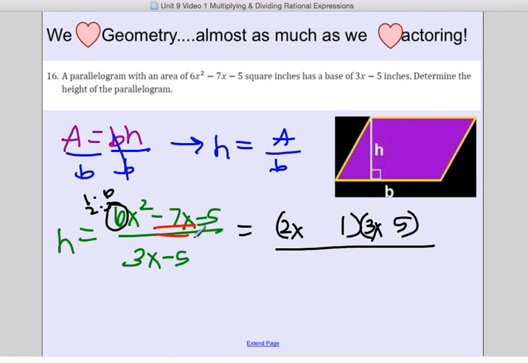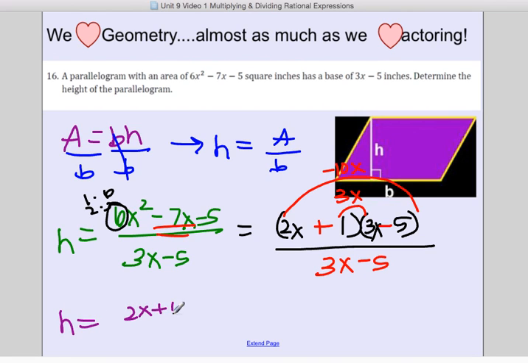Now, the way you get your negative 7 is by checking. This gives me 3x, and when I multiply this, I get 10x. With 10x and 3x, could I get to negative 7x? Yes, I could. So I would make my 10 negative, and I would add 3. So that means when I multiply these, this is negative, and this is positive. Okay, all over my 3x minus 5. I'm going to rewrite it one more time just to make sure it's clear. So I would have 2x plus 1 over 3x minus 5 all over 3x minus 5.